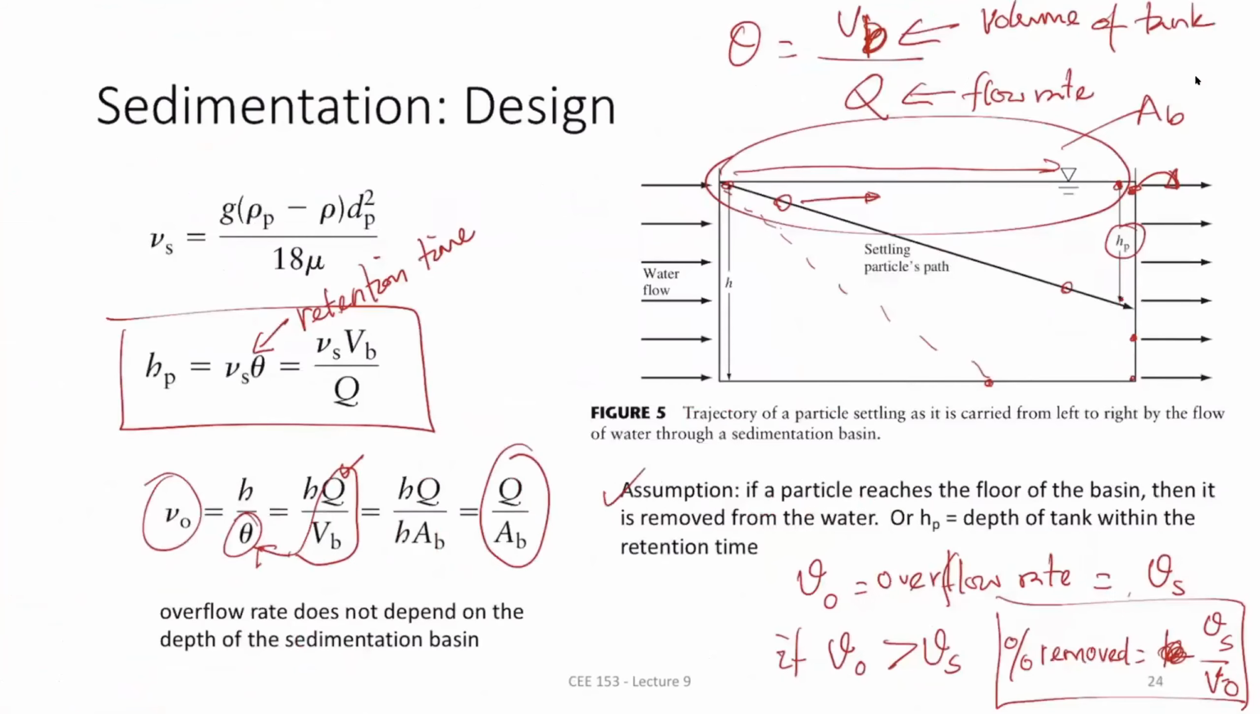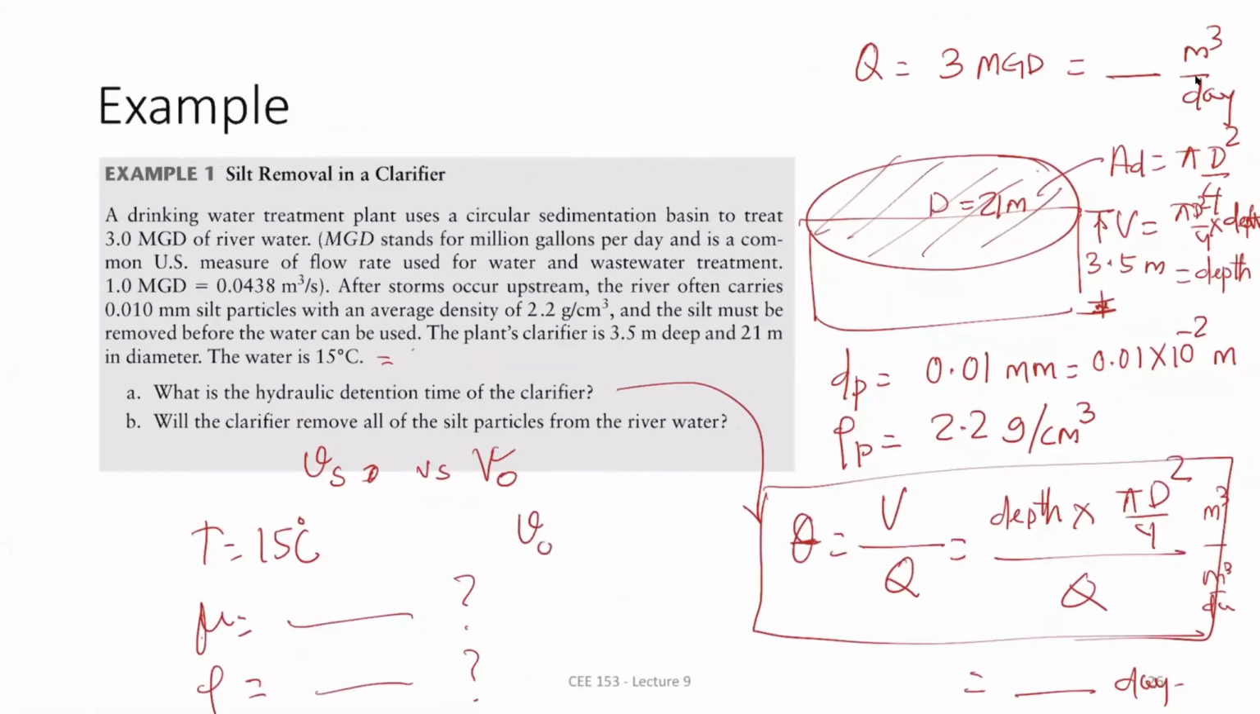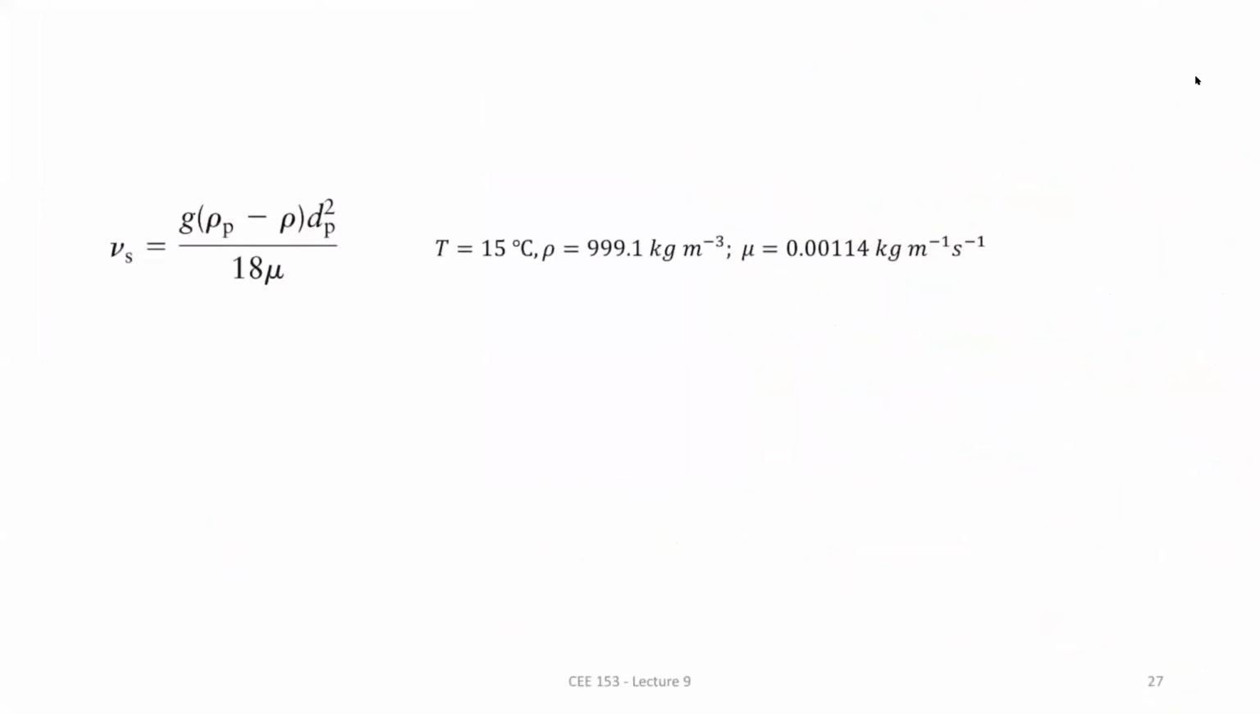V0 value is Q over AB. So V0 equal to Q over AB, which is our base. As you see, this is all given, so you can calculate this value. What you don't know how to calculate is velocity of settling, but that number is given to you. So I'm just going to write that here. Again, g is 9.8 meter per second square.